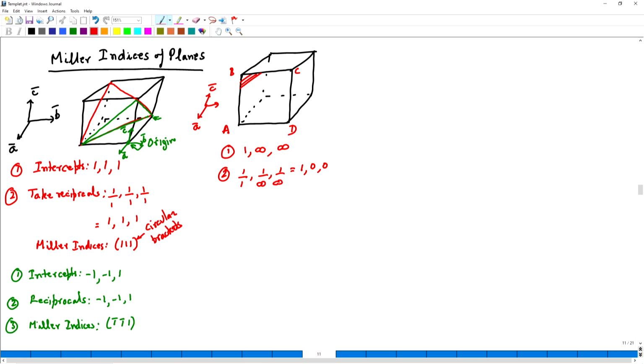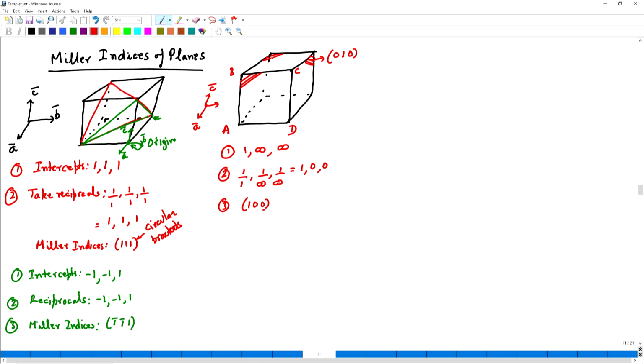Now, you may understand the logic of why we are taking reciprocals, because we do not like infinity to be part of the Miller indices. So, my Miller indices simply becomes (1 0 0) for this plane. Similarly, if I have to get the Miller indices for this cube face, it is this time going to intersect with the B axis at 1 and with the A axis and C axis at infinity, and hence the Miller indices for this would become (0 1 0).